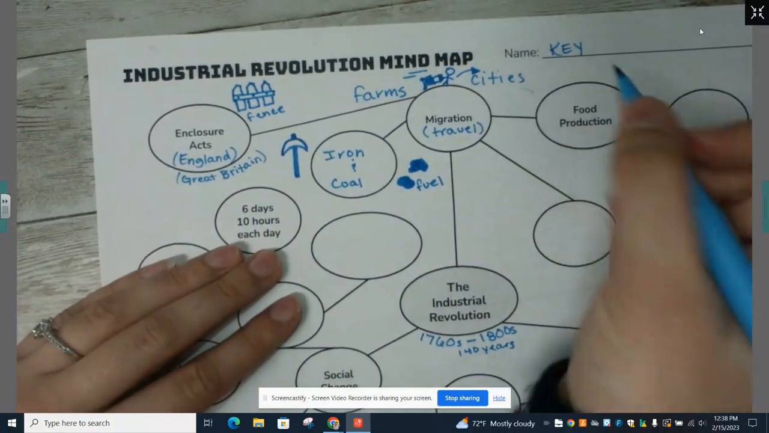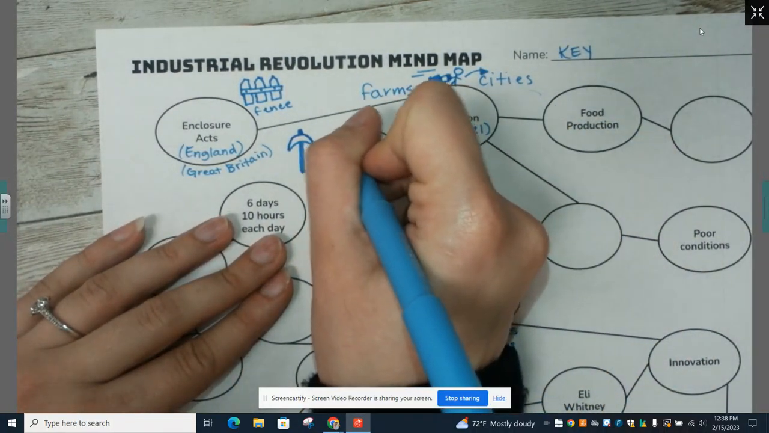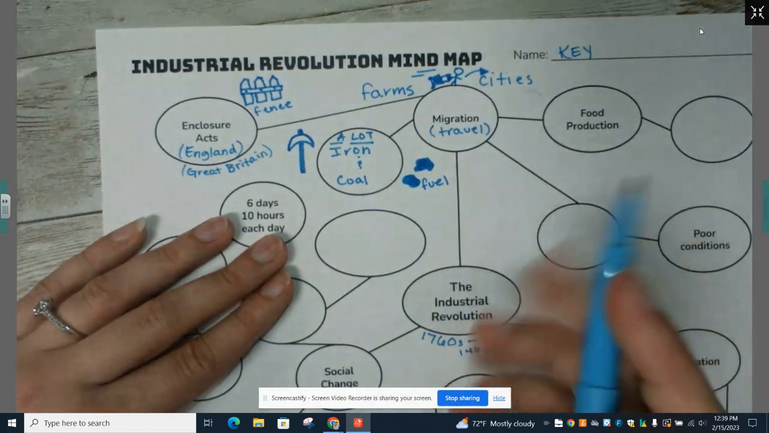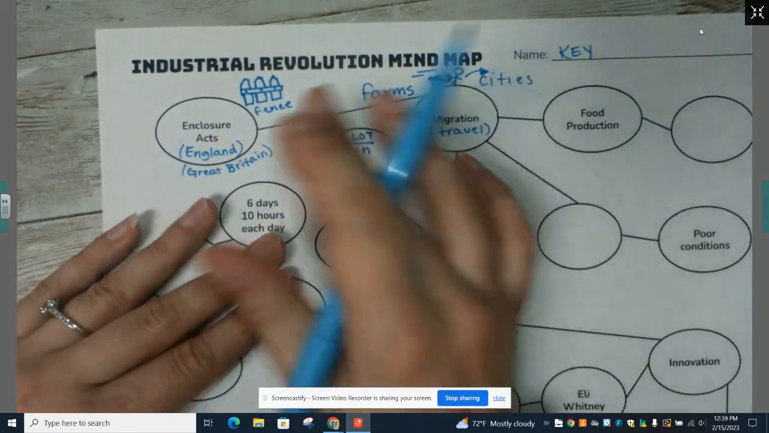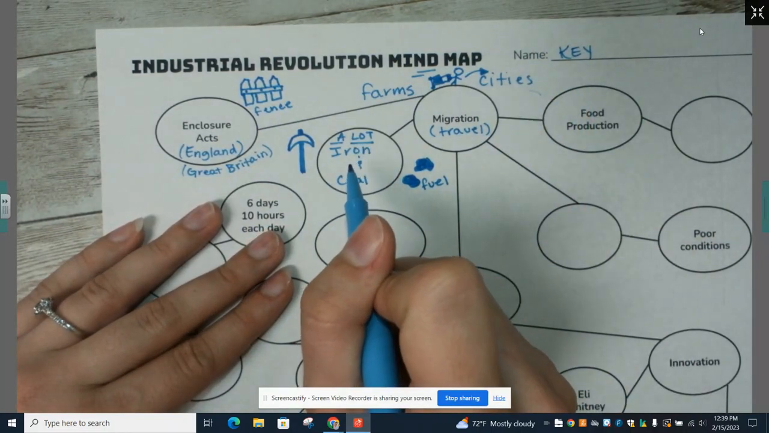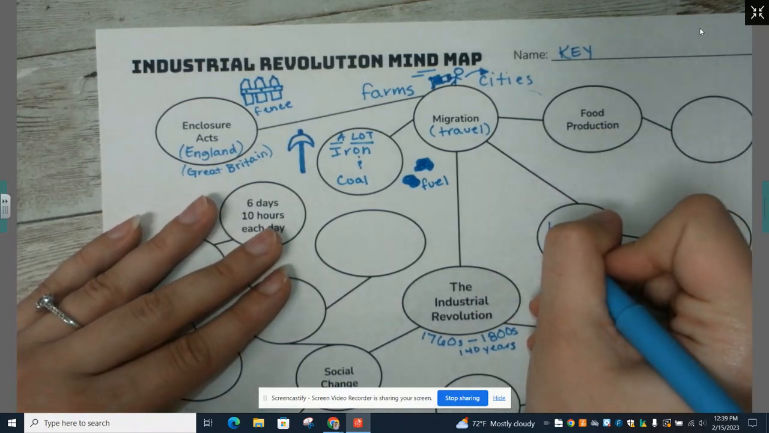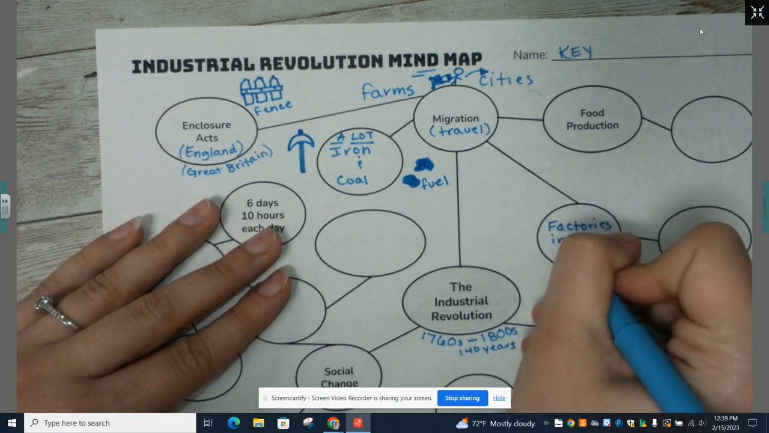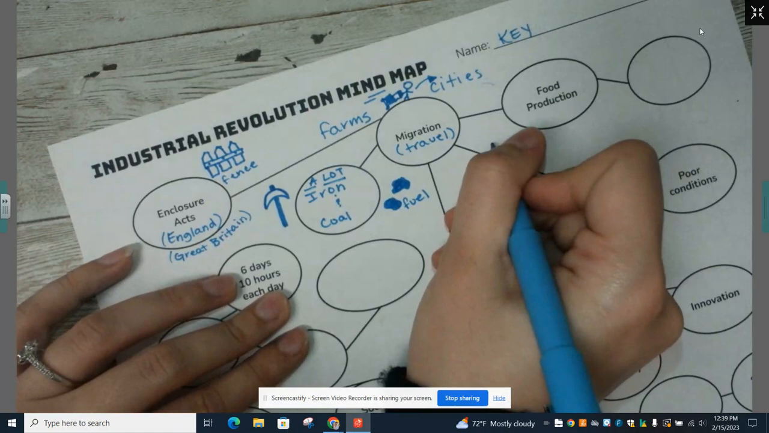Okay. So you had iron and coal. There was a lot of iron and coal in England, especially in Britain. So that led to a lot of people going over to the cities because iron and coal were being used in the factories over there. And that leads us to our next part, which is that people were going to get jobs in these factories in the city. Okay, they were going to get jobs.